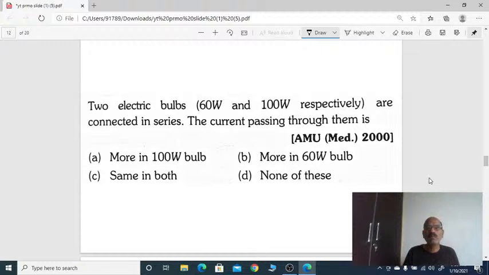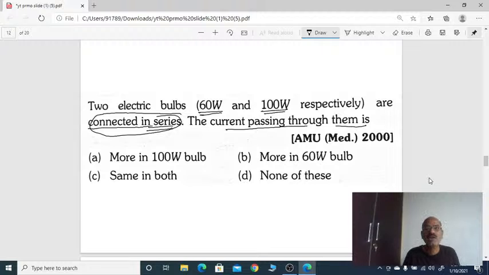Two electric bulbs, 60 watt and 100 watt respectively, are connected in series. This is the key word, connected in series. The current passing through them is more in the 100 watt bulb, more in the 60 watt bulb, same in both, or none of these. Yes, try now, Bikram, quickly. Two bulbs, 60 watt and 100 watt, connected in series. Then what is the current passing through them?